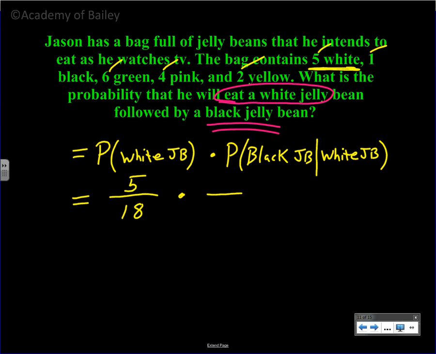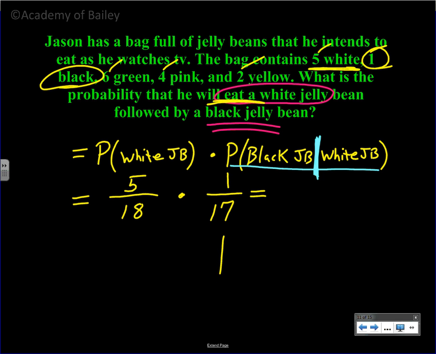And so that's the probability of a white jelly bean. What's the probability of a black jelly bean? Right here, one black jelly bean. So there's only one black jelly bean out of how many total? Well, let's pay attention that he ate the white one already. So how many jelly beans are in the bag? 17 of them. That's the probability called the conditional probability. Given, what's the probability of a black jelly bean given that a white jelly bean has occurred? It's going to be 1 out of 17 because we've already eaten the white jelly bean. Or Jason has already eaten that white jelly bean.